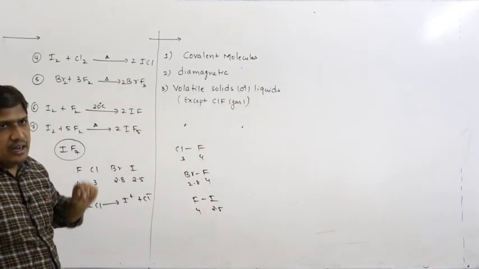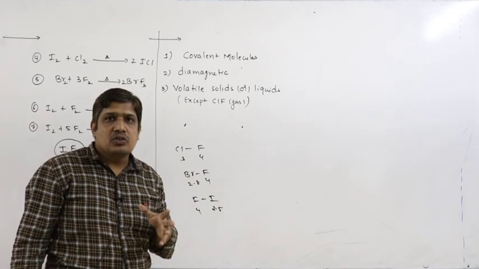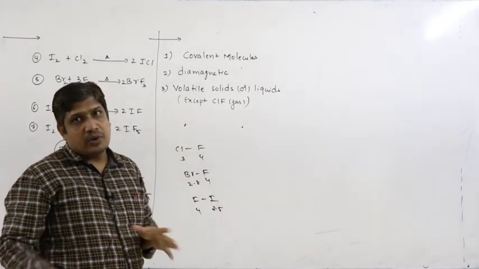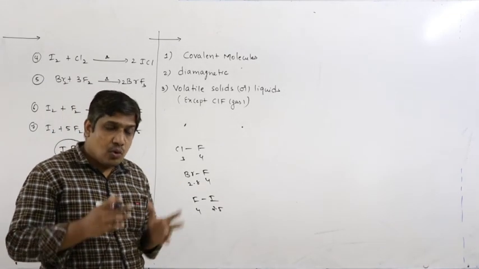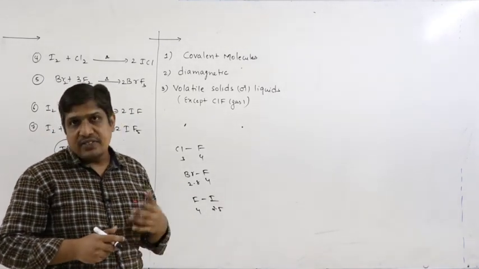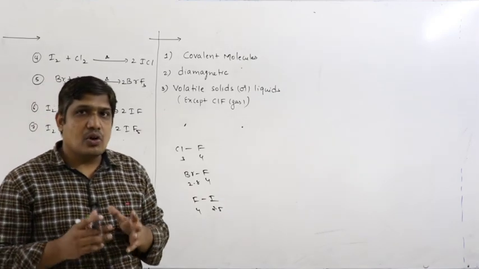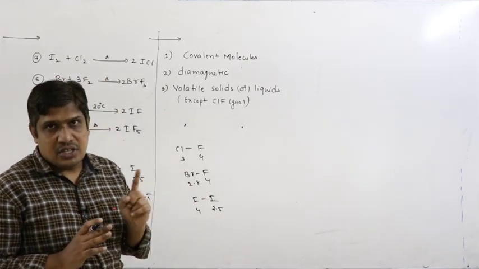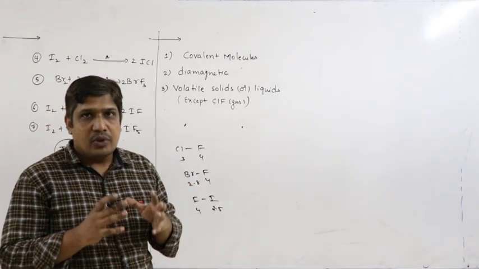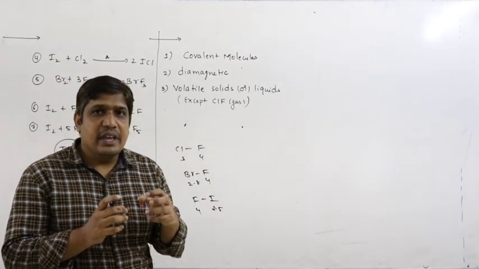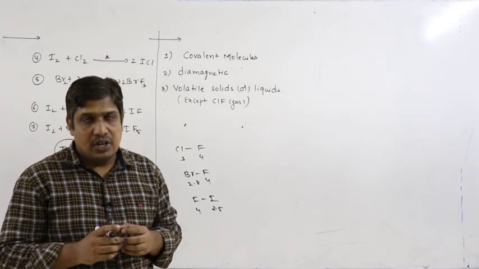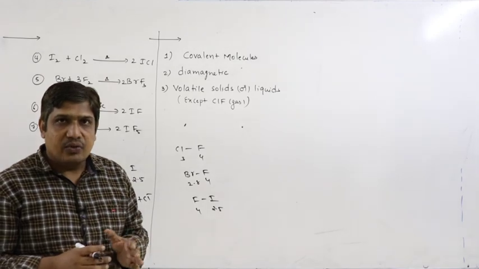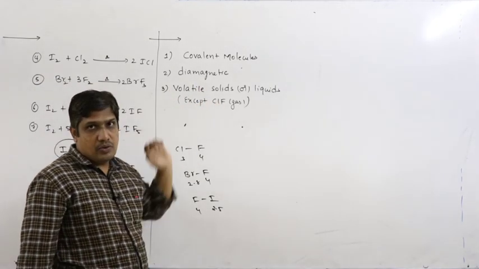First, volatile means easily vaporized solids or liquids, right. So first, they are solids and liquids because their size is more. If the size is more, the surface area is more. If the surface area is more, you can expect stronger van der Waals forces of attraction. So mostly they are solids or liquids. They are volatile because between two molecules weaker van der Waals forces exist. So the energy required to overcome weaker van der Waals forces is less, therefore they are volatile compounds.